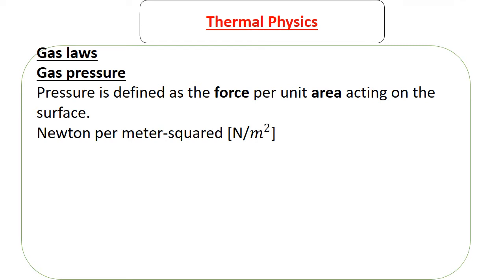The units for pressure are newtons per meter squared or Pascal. 1 Pascal is just 1 Newton per meter squared. So if you are solving a problem that has pressure, you have your force in newtons and your area in meter squared, then whatever value you are going to get, you can write it as Newton per meter squared or just Pascal with Pa.